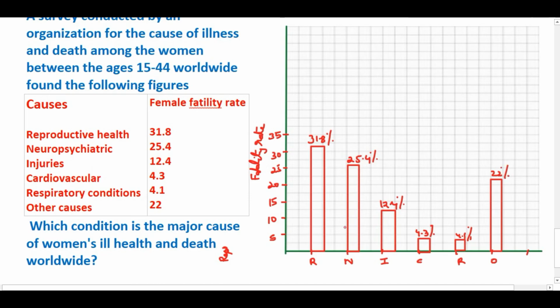So this is how you will construct the bar graph. The bars should be of equal width, that you have to take care, and also the spacing between the bars should be equal, and the variable should be denoted on the x-axis, and the values of the variable should be given on the y-axis.